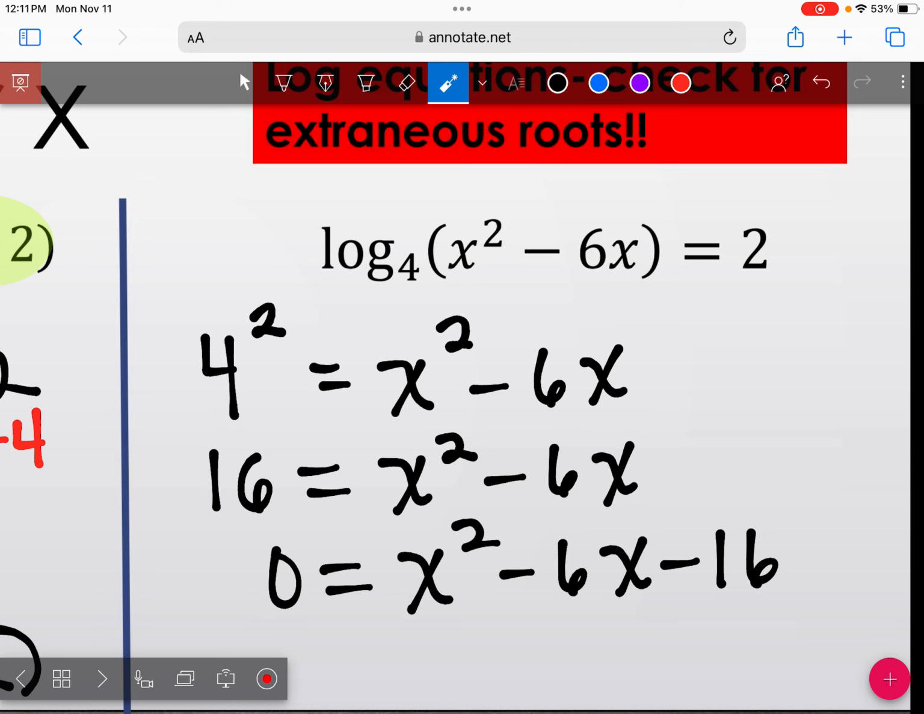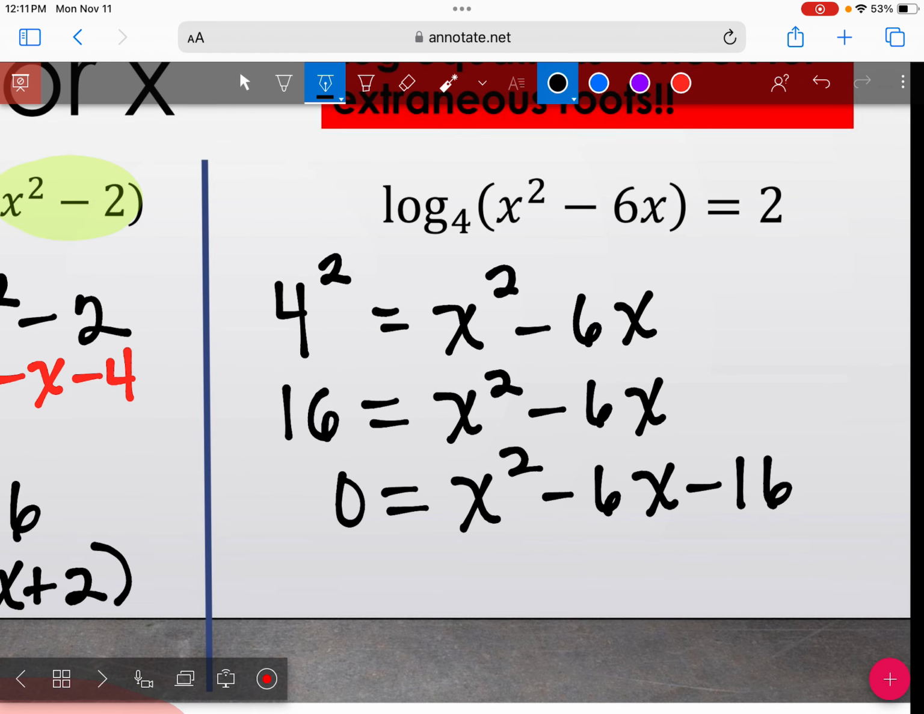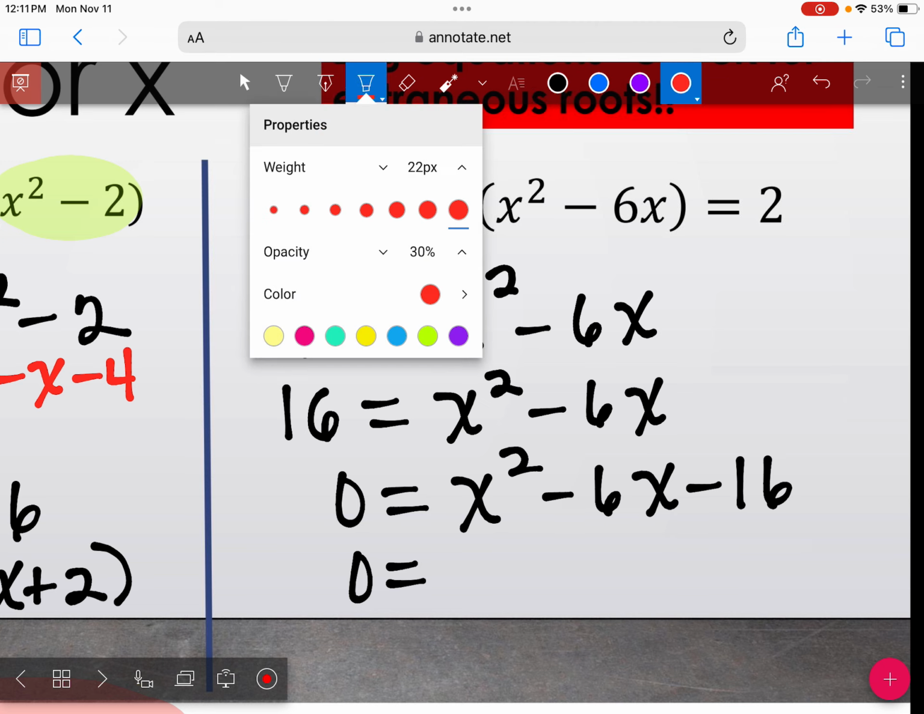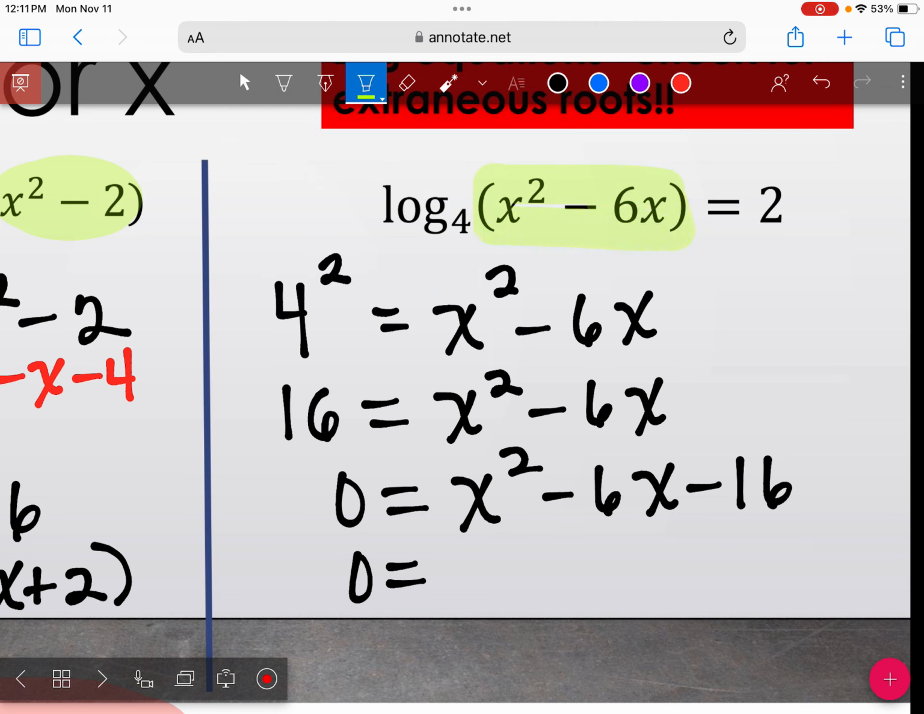Base, answer, exponent. So let's go ahead and factor that down and see if we get 2 answers that will work. And to know if it works, we just need to see if this bubble is positive when you substitute it back in. All right, so what are our numbers that multiply to give you a negative 16 but add to negative 6?